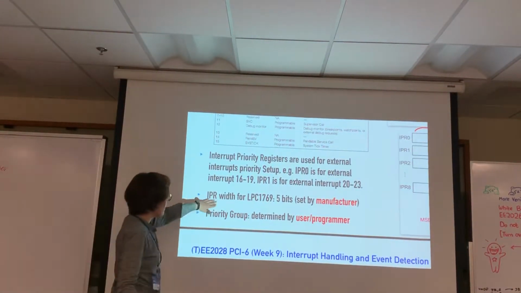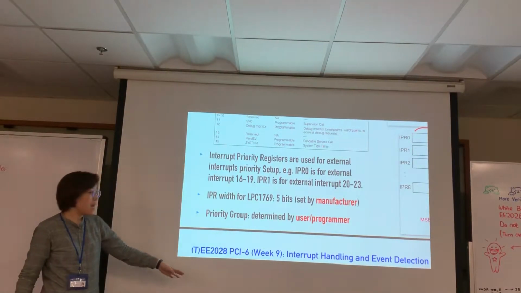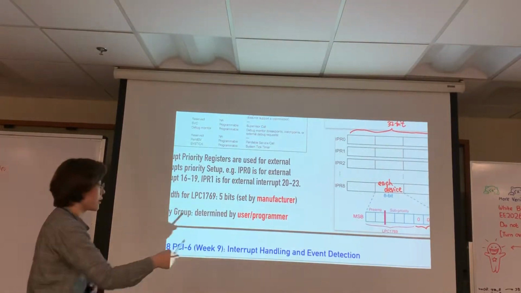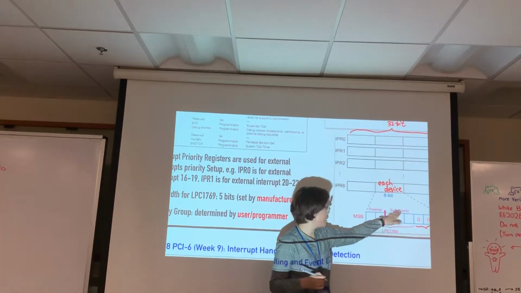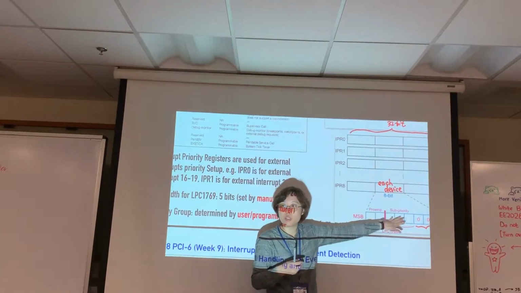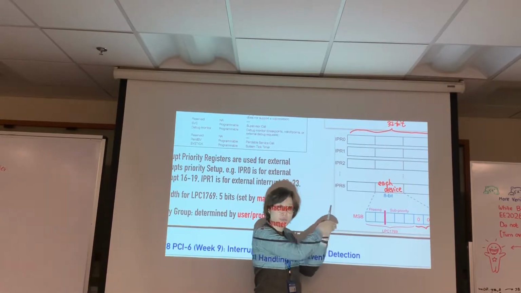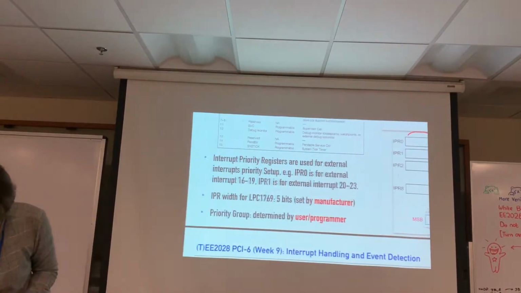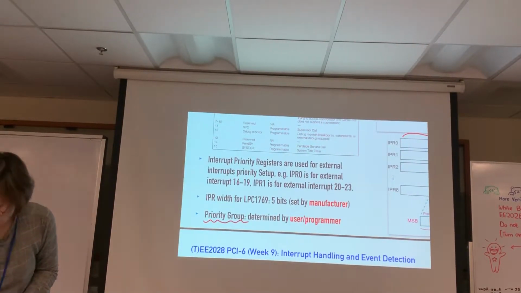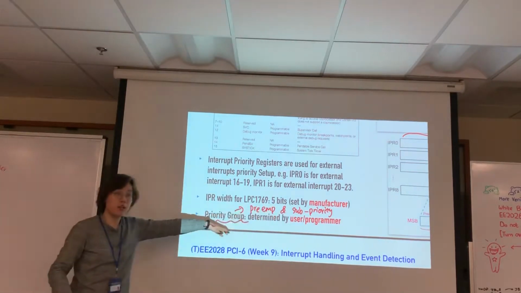But here, what you need to know is that the IPR width for LPC1769 is 5 bits, because there are 3 that you cannot use. For the rest of the 5, you have the freedom to decide how many of them you want to use for preempt and how many for sub. At this moment, you just need to know that you are using 5 bits to set 2 things, and you can decide how many to set the first one and how many to set the second one. The way you choose is what we call the priority group. So how many are used for this, how many for this? I'll explain this in the next slides.